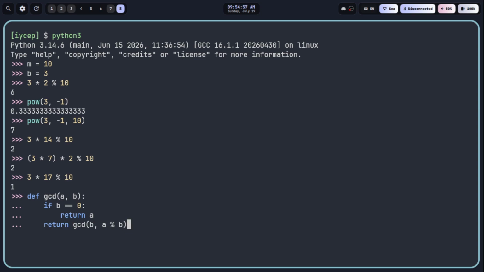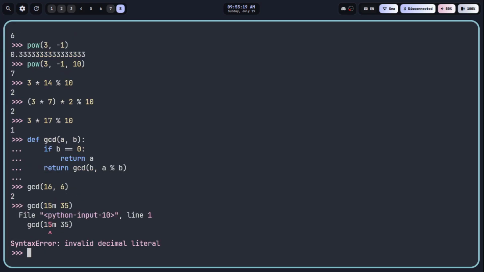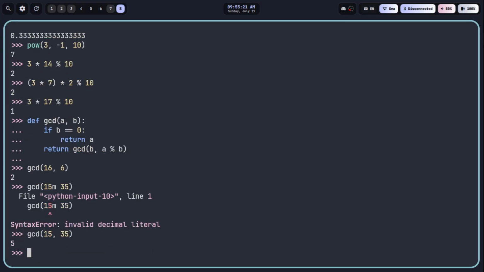What this does is that every time it calls, it will call the GCD of a smaller value using the Euclidean algorithm. So we slowly take the modulo with the smaller number, and we repeat this process until eventually one of the numbers is 0. Once the number is 0, we just return the other number, which will be the GCD. For example, if we do GCD of 16 and 6, we will see that this returns 2. And if we do GCD of 15 and 35, it returns 5 in this case.